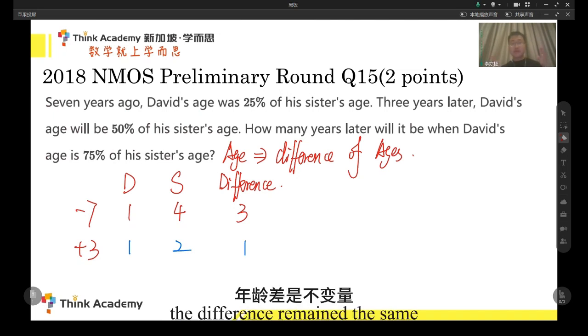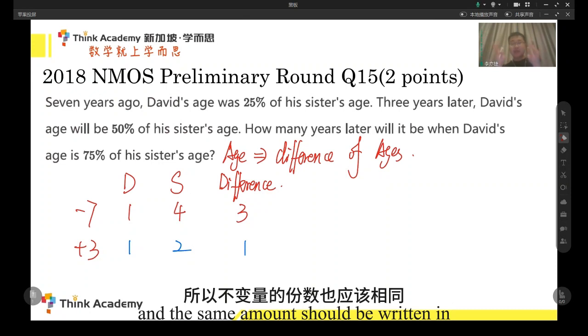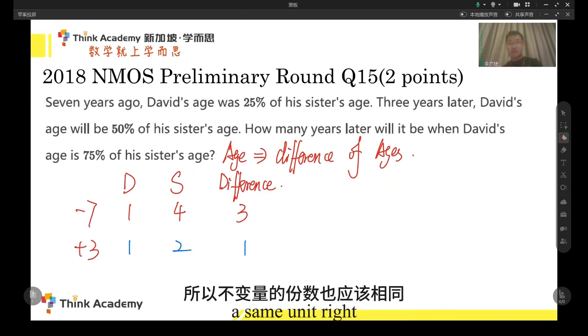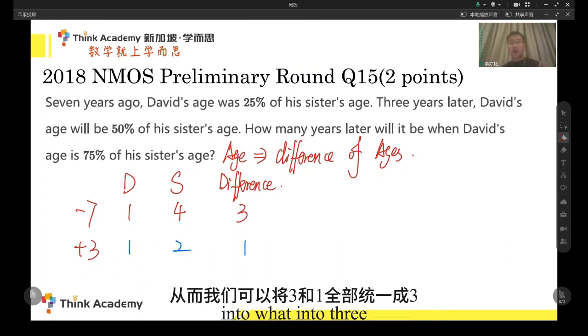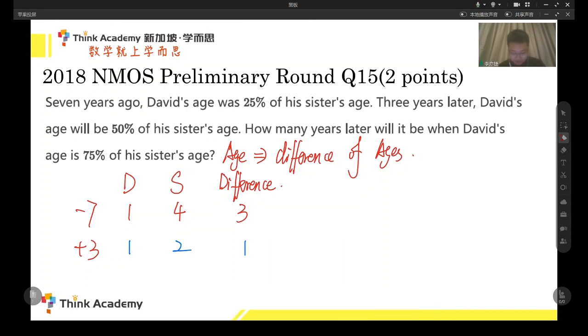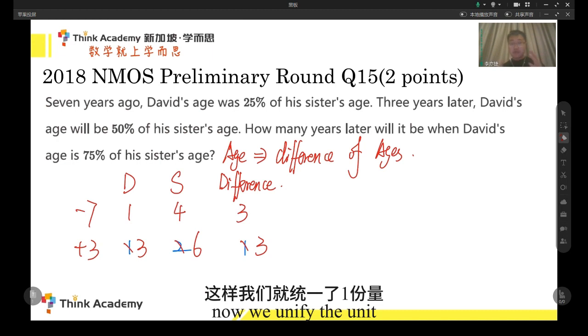As I mentioned before, the difference remains the same, and the same amount should be written in the same unit, right? So the 3 here and the 1 here, we can unify into what? Into 3. So everything in the second ratio should be times 3. So 7 years ago the ratio is 1 to 4 with difference 3. Now it's 3 to 6, with a difference of 3 as well, right? Now we have unified the unit.